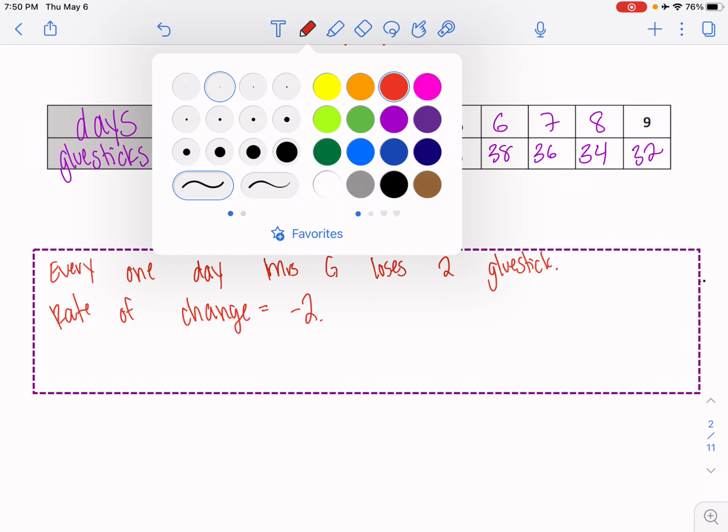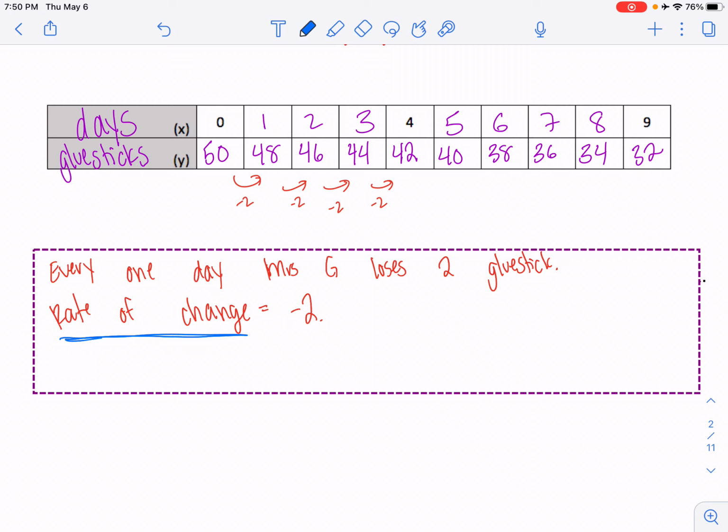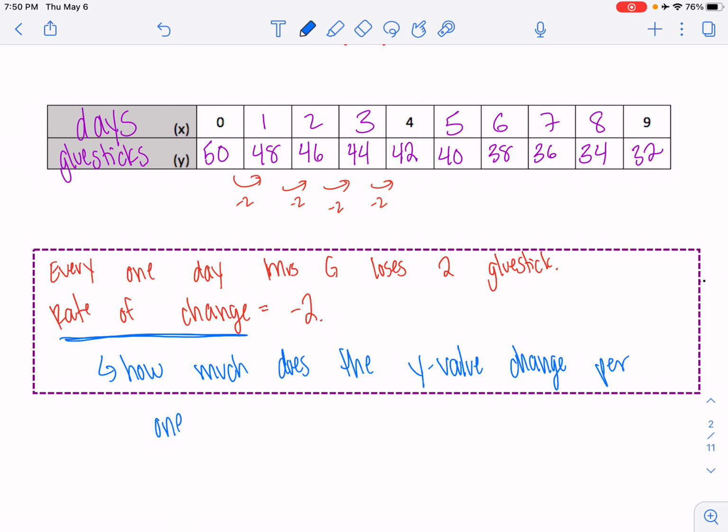The rate of change is a definition. We should also write that down. The rate of change in general is how much the Y value changes per one X value change. In 1 day, in 1 minute, in 1 hour. So when this goes up by 1, what is happening here? Feel free to take a moment and pause me and write down everything I've written there in red and in blue.